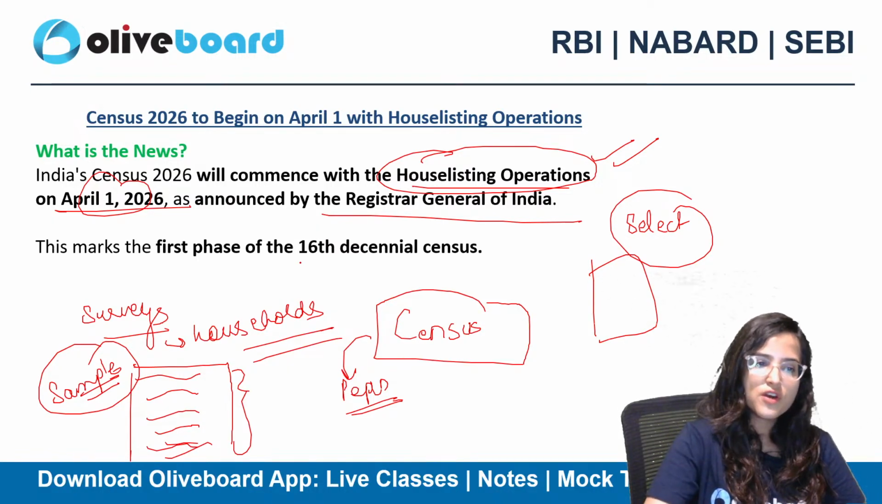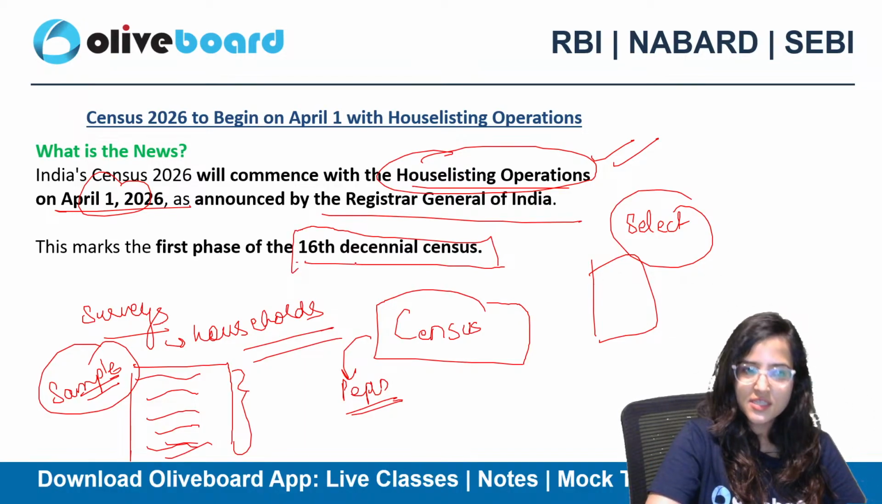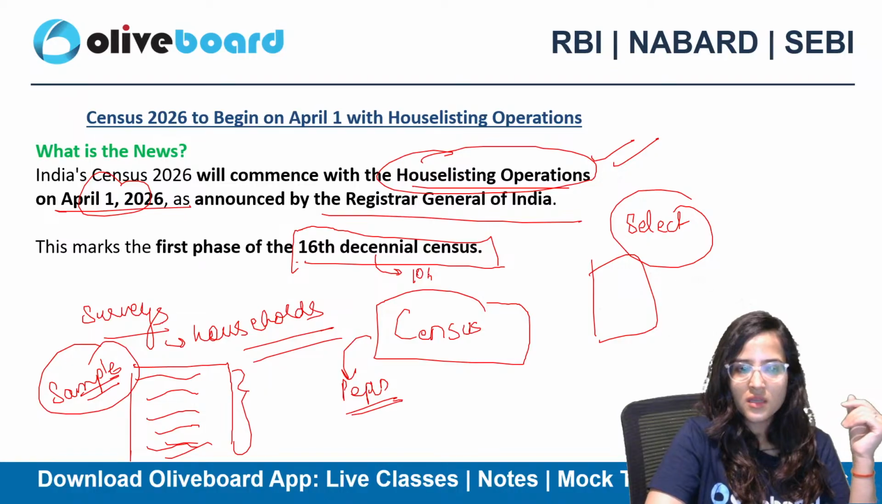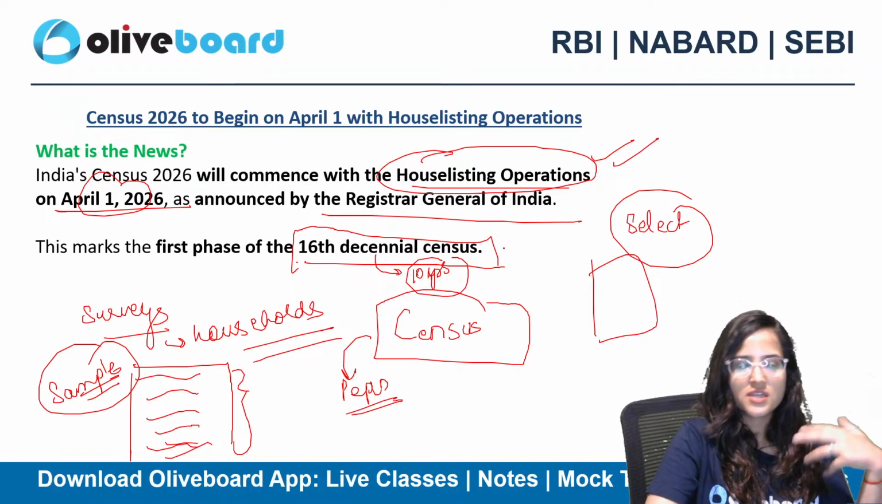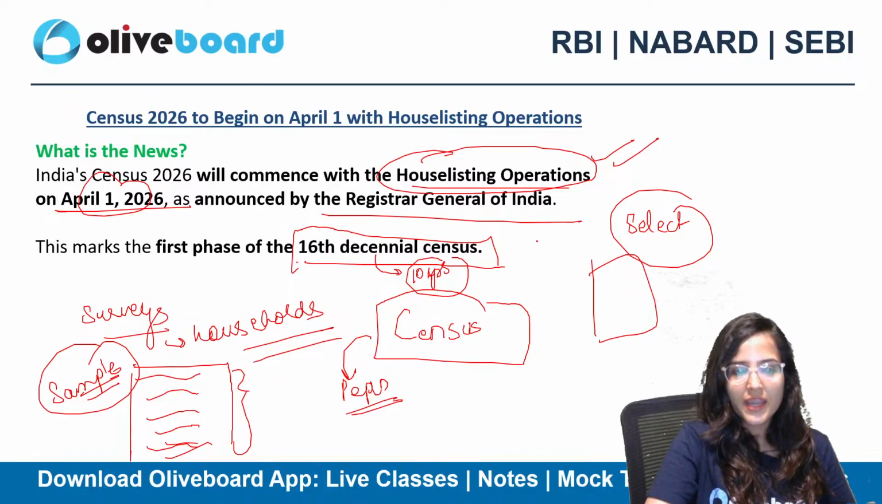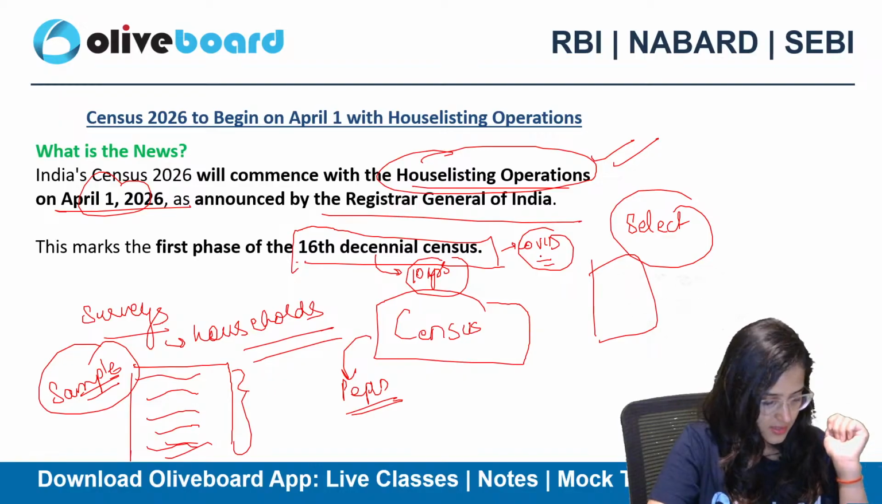And this is going to be the first phase of the 16th decennial census. 16th decennial in the sense that after 10 years we conduct a census. It is a decadal exercise, though this census has been delayed. Why? Because of COVID, this census had been delayed, and this is going to be the 16th census.